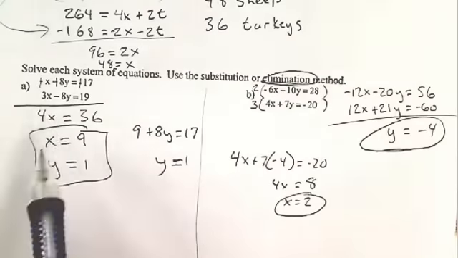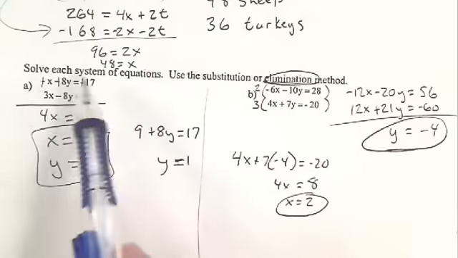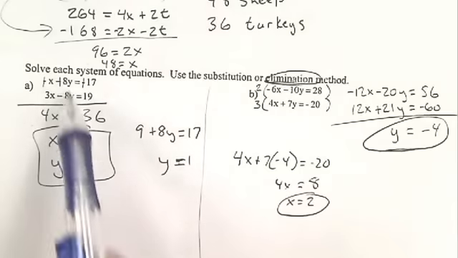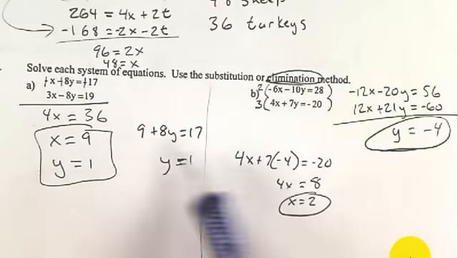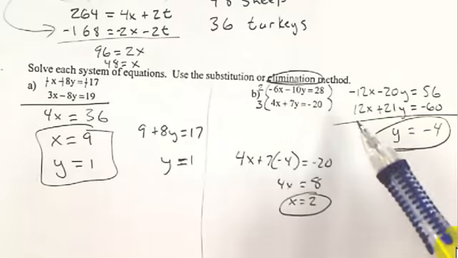I multiplied the top one by -1. It just changed all the signs, so the y's would cancel out. Combine like terms, and you solve it. Don't forget to plug it back in for the y.